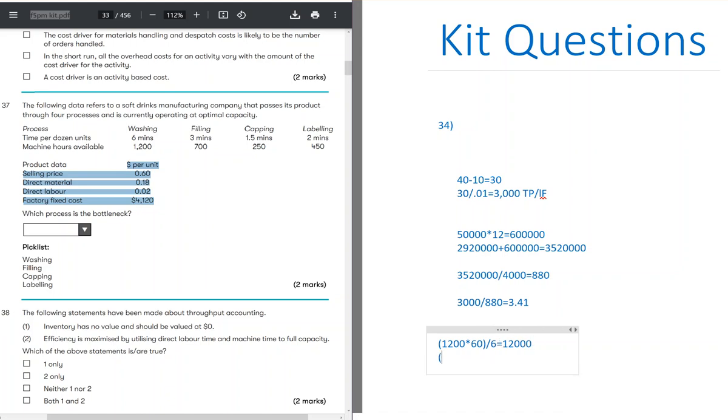So we have 12,000 units here, and then divided by 3 minutes, we have 14,000 units here, and then multiply by 6. Remember, 60 is the minutes in an hour, divided by 1.50, and then 450 multiplied by 60 divided by 2. So yeah, this is the limiting factor. It has fewer hours as well, and it has the lowest output capacity as well. So capping is the limiting factor here.